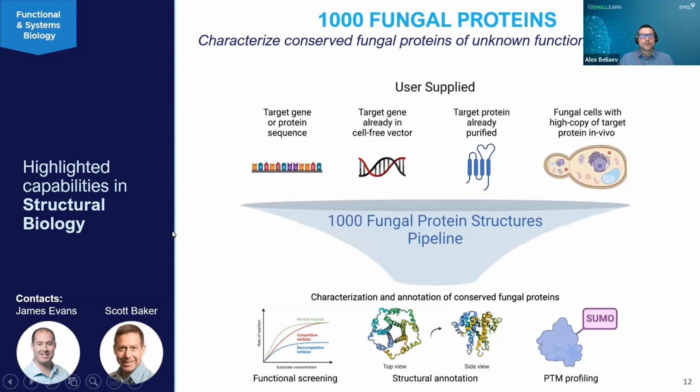Also, as I mentioned earlier, this year, we're looking for proposals that will contribute to the 1,000 fungal proteins project, which aims to associate structure and function with previously uncharacterized or poorly characterized proteins that are highly conserved across the fungal kingdom. This project, which is done in collaboration with JGI, leverages EMSL capabilities in cell-free expression, native mass spectrometry, NMR, cryo-EM, as well as high-performance computing.